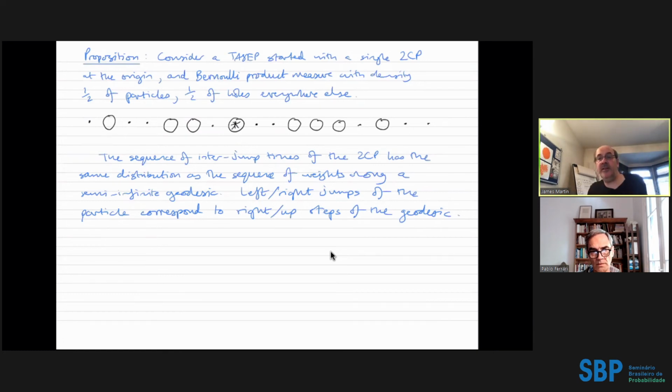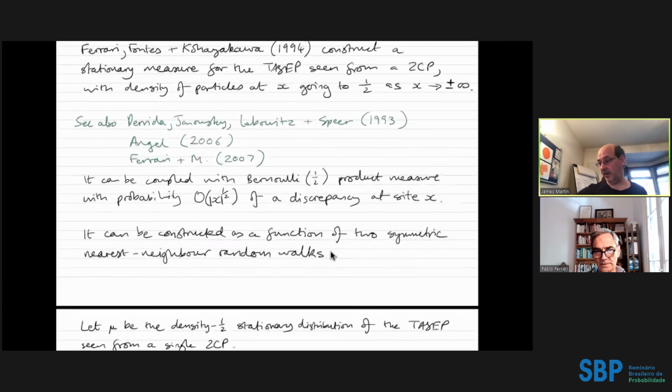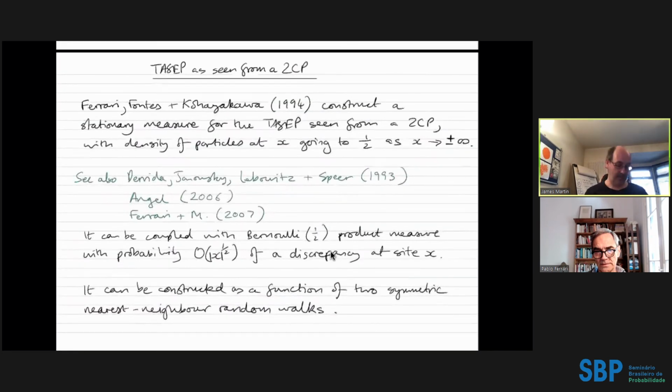So what this tells us is that basically if we could understand the world seen from this second class particle, then we would understand the environment around a geodesic. I'm not going to tell you that in great detail because I'm going to run out of time soon. But this question of what the world looks like from a second class particle has been studied for a long time, and it started off in early to mid 90s.